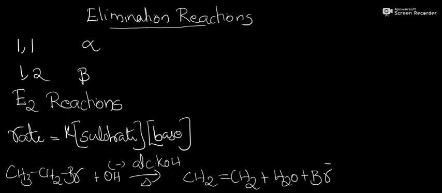In the order of reactivity, primary alkyl halides generally undergo elimination only by E2 mechanism. And the favored mechanism for secondary and tertiary alkyl halides is E2, if a very strong base is used.